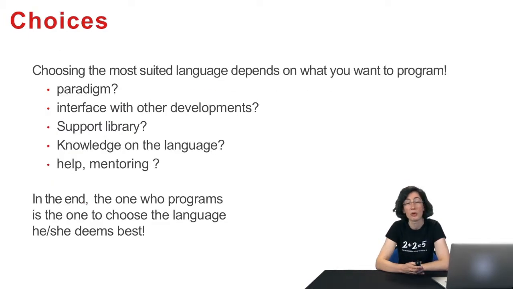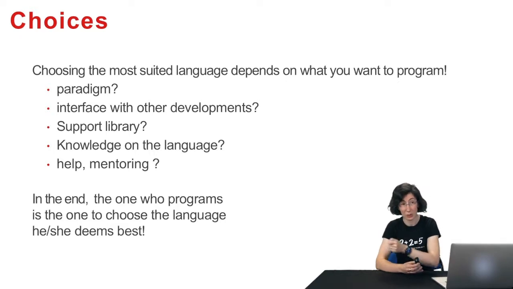In the end, choosing a programming language is always a complex task. It all depends on what you want to program. It depends on what you want to do, what you are used to doing. What paradigm do you want to use? What are the interfaces with other developments? Because our program is often just a part of something bigger, so in that case, to have frequent interfaces, the same language must be used.